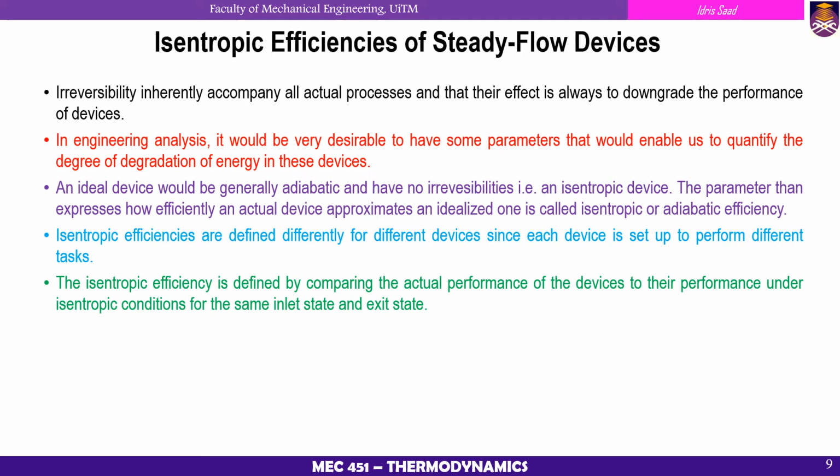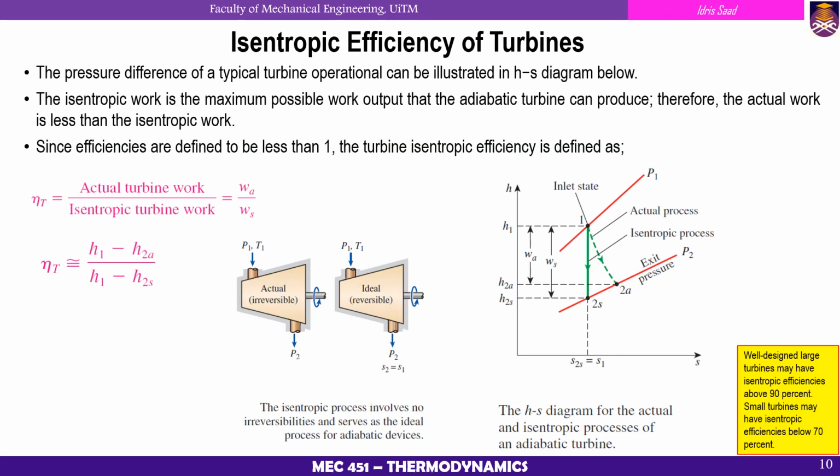Okay, let us see the isentropic efficiency of some selected devices. In this slide, I will explain the isentropic efficiency of the turbine. Based on chapter 3, we have learned about the turbine. It is a machine in which the kinetic energy of a moving fluid is converted into mechanical energy by causing a blade or rotor to rotate.